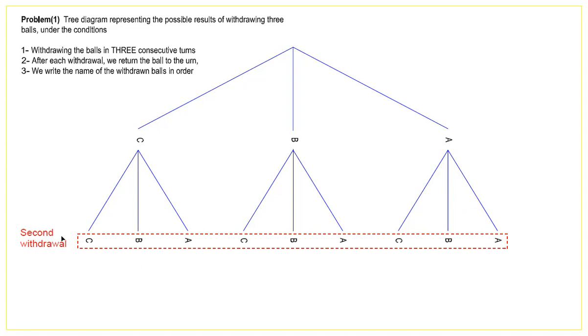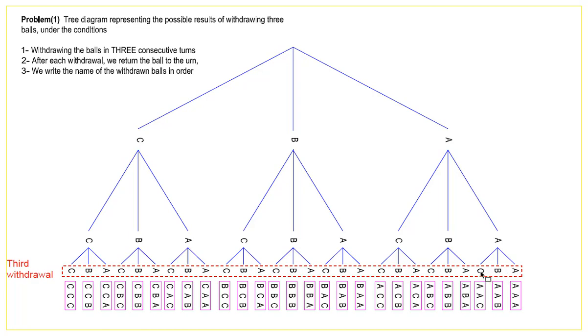So this is the second event. Now the third event, if we withdraw A, we are again faced with 3 possibilities of withdrawing A or B or C from the container. So now let's compute how many possibilities we have here. We are going to divide it into 3 subtrees, the first one, the second one and the third one.